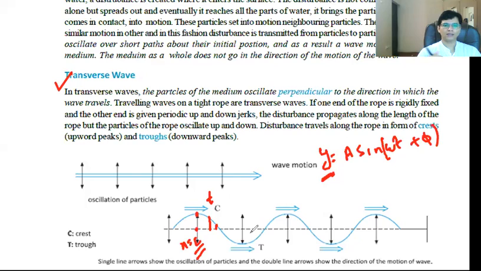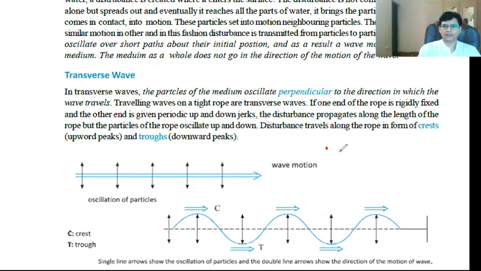You can just say that y will be a function of both t and x. Yes or no? When you talk about SHM, y was just a function of time. But when you talk about this, y should be a function of both t and x. Anyone have any issue in this? Think about it. Basic, clear? Does everyone understand the concept? Okay, very good.